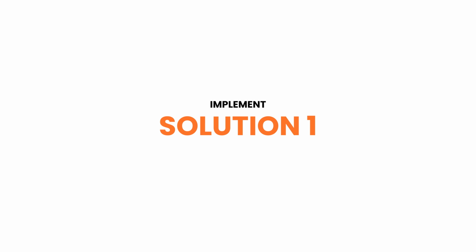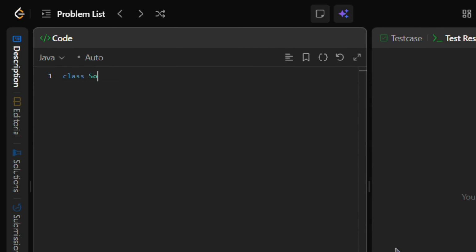Let's try to implement it using solution 1. We begin by defining the solution class. This is simply the container that holds our method. Next, we declare the findMin method. This method takes an array that was originally sorted and then rotated, and our goal is to return the smallest number in that array. We start by initializing a variable called m to the first number in the array. This gives us a baseline for tracking the minimum value.